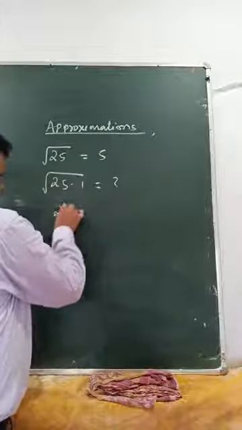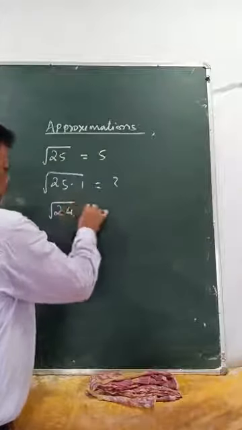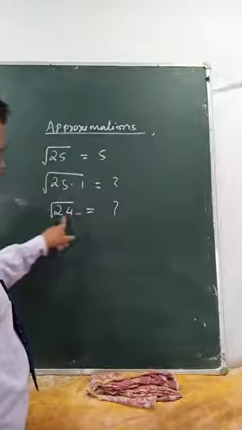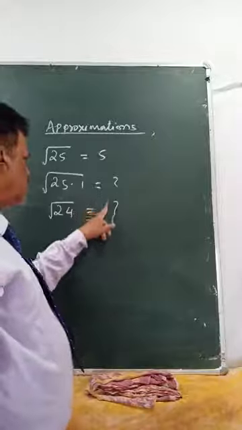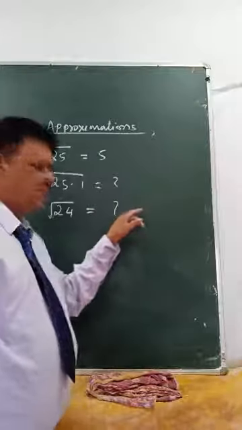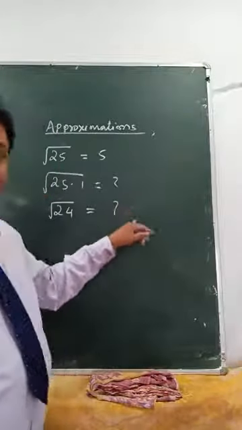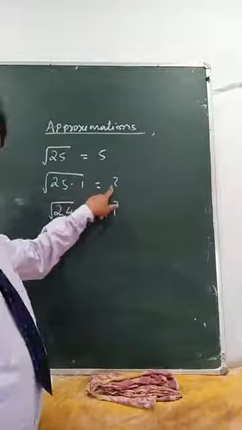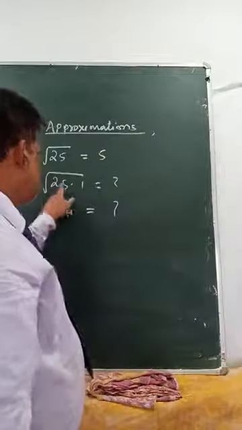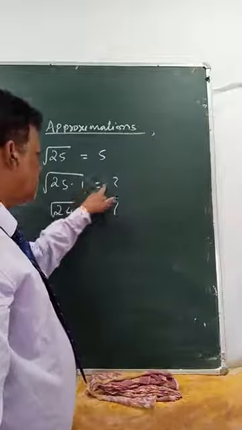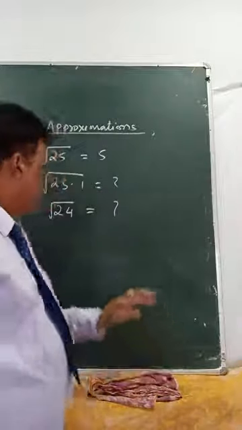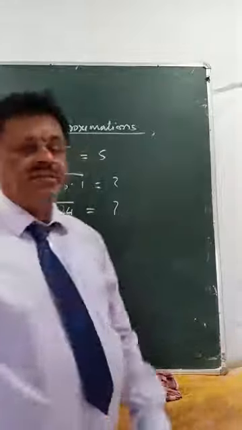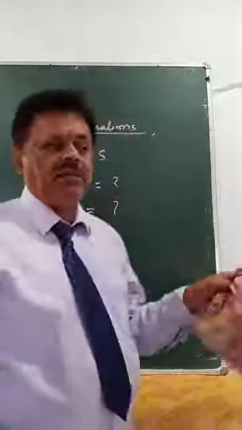Similarly, if I ask you the square root of 24, it is less than 25, so the value will be a bit smaller than 5. So 4 point something you will get. Exactly how much you will get here? That is our question. Exactly how much am I going to get here? For that you will take the help of differentials, the derivative, here.